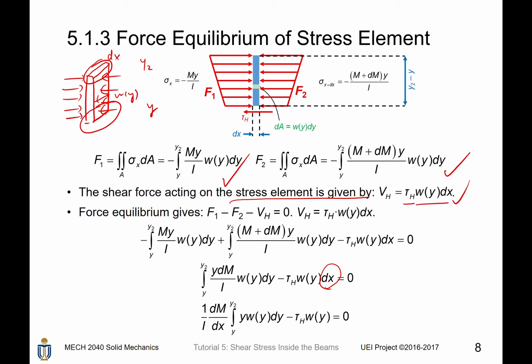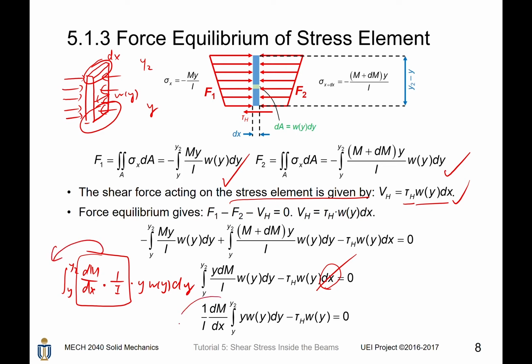So don't worry, there is a way that we can do it. We divide both sides by dx. The left hand term will become the integral from y to y2 of dM/dx times 1 over I times y w(y) dy. And for the right hand term, you just cancel the dx out. That's it. Since those two terms are irrelevant to y, we just take them out to be the constant. Then the equation can be written in this form.